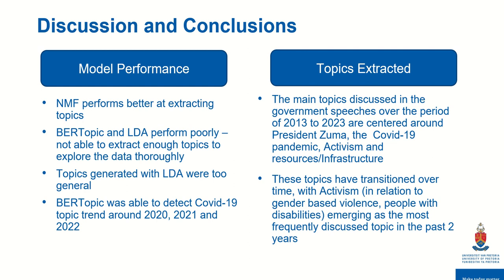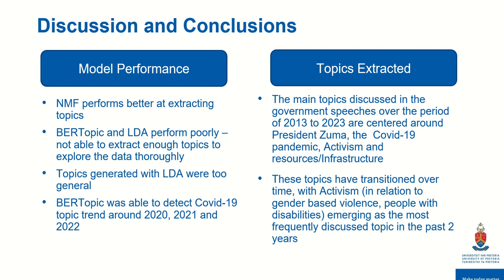So the conclusions with regards to the model performance: NMF performed the best at extracting topics. BERTopic and LDA performed poorly. They were not able to extract enough topics to explore the data thoroughly. And the topics generated with LDA were too general. BERTopic also generated very general topics, although it was able to detect the COVID-19 topic trend around 2020 to 2022.